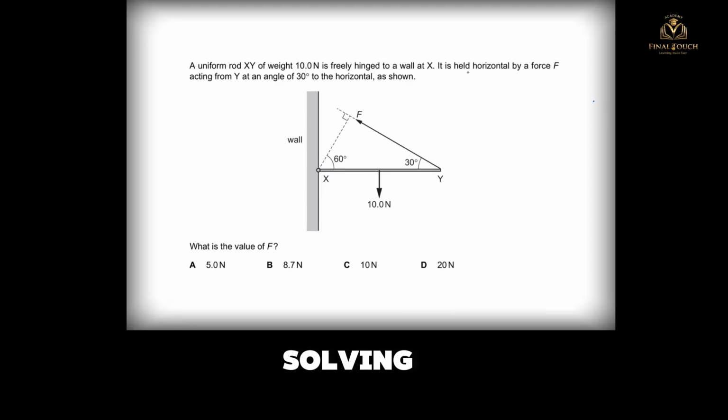Today we'll be solving a very twisted question that came in May June of 2023, paper 2 of Physics A level exam. So let's read the question over here. It says a uniform rod XY of weight 10 Newton is freely hinged to wall at X. It is held horizontally by a force of F acting from Y at an angle of 30 degrees to the horizontal as shown.